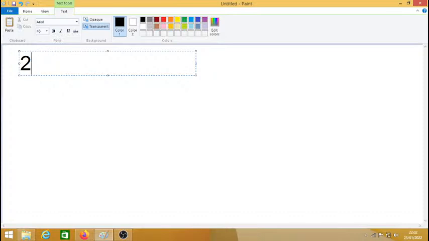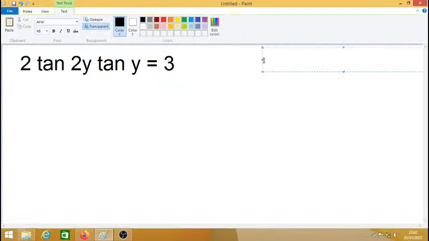Today's equation is solve 2 tan 2y times tan y is equal to 3, and we want to solve that for y in the range of 0 to 2 pi.